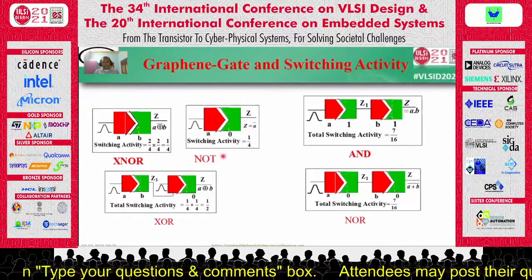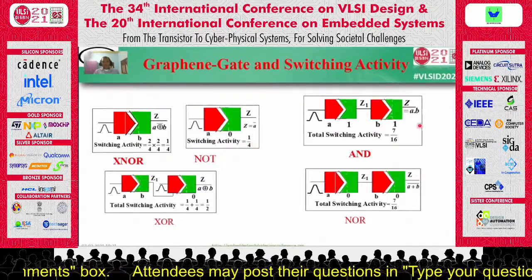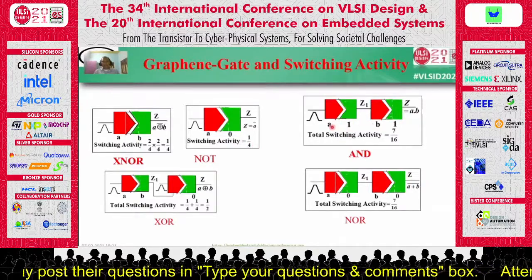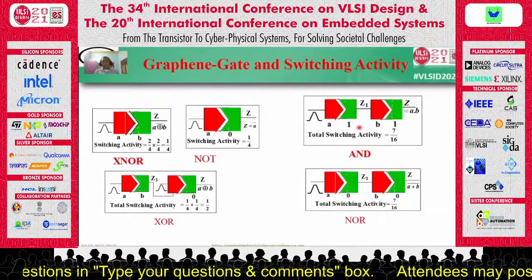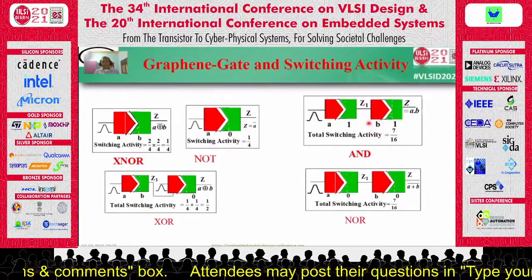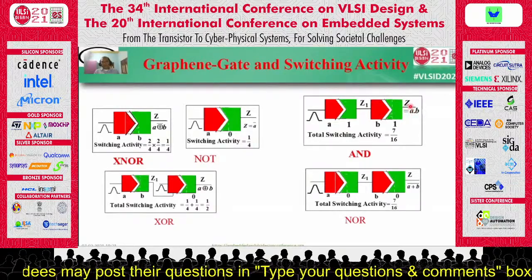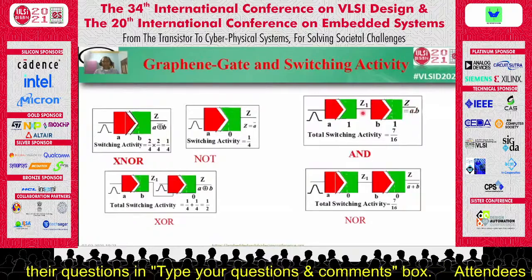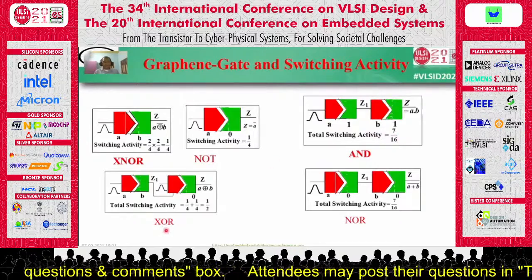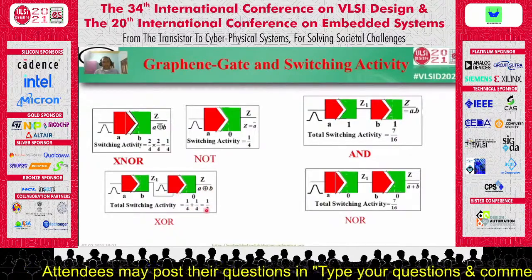So this gate will be acting as a NOT gate, and the switching activity of the NOT gate is 1 by 4. If both A and B are supplied with high voltage, then only the conduction path will be established from the input to the output. Hence this will be acting as an AND gate, and here the switching activity occurs due to the switching at node Z1 as well as node Z. In node Z the switching activity is 3 by 16, and in Z1 it is 1 by 4, and hence the total switching activity is 7 by 16. This is the graphene XOR gate, so it is an XNOR gate followed by a NOT gate. This gives the XOR gate, and the total switching activity is half.